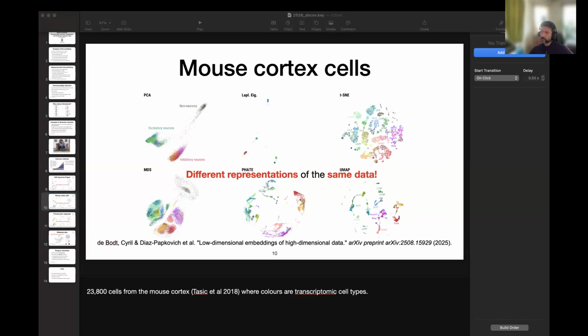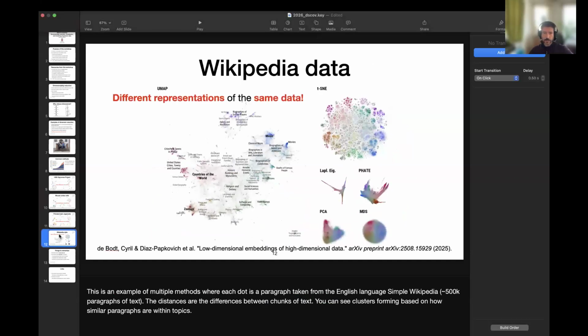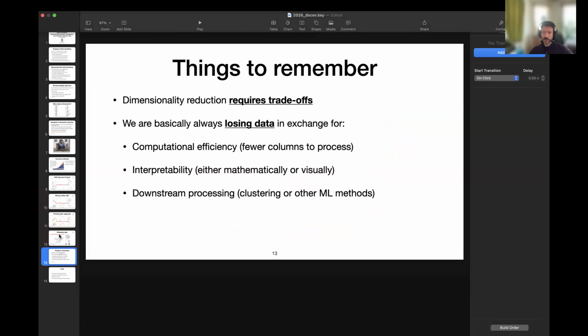So that kind of covers the examples for now. These are some things that are really crucial to remember. Dimensionality reduction is always going to require trade-offs. You're going to have to decide what's important in your data. Do you want to preserve neighborhoods? Do you want to preserve variance? Do you want interpretability? Do you want computational efficiency? And you should always keep in mind what the goal of this dimension reduction is.